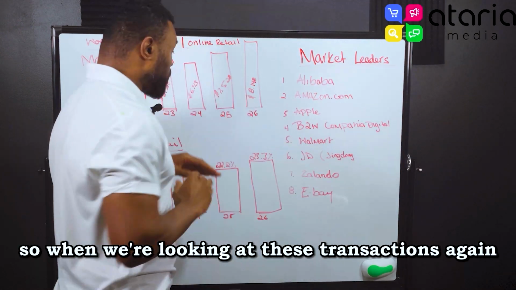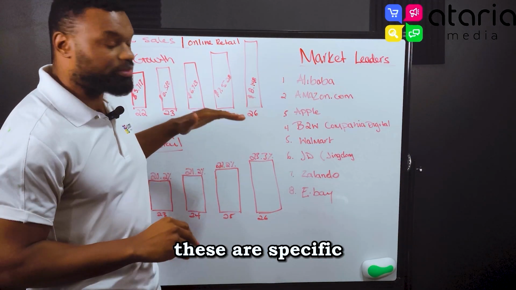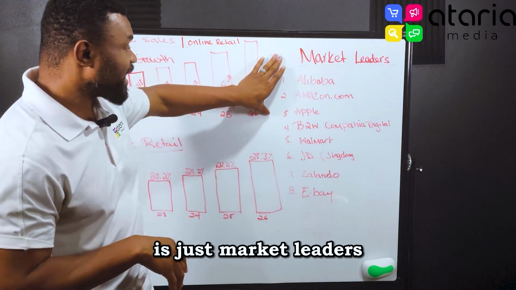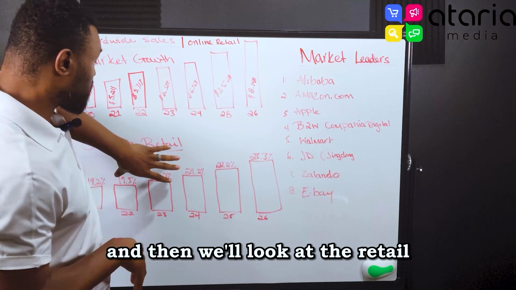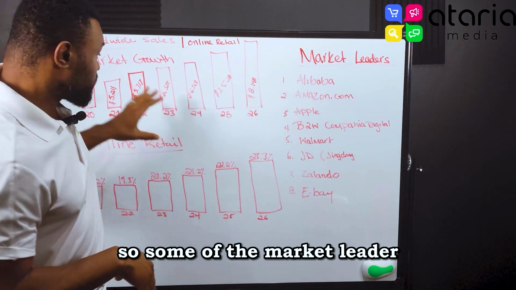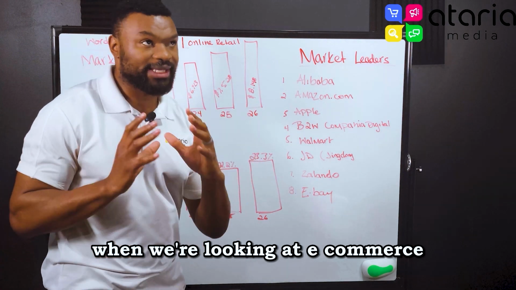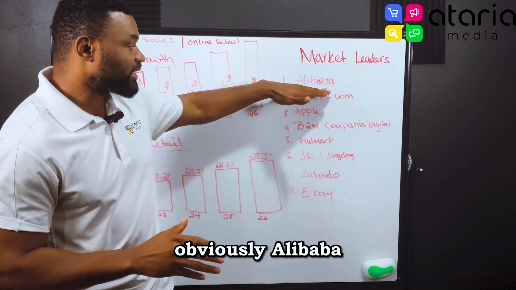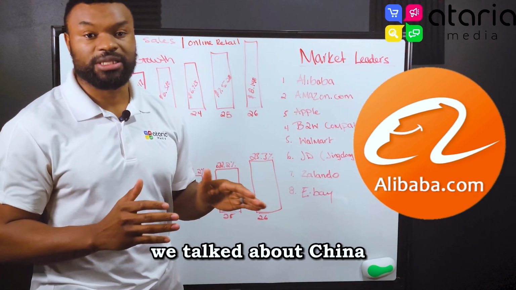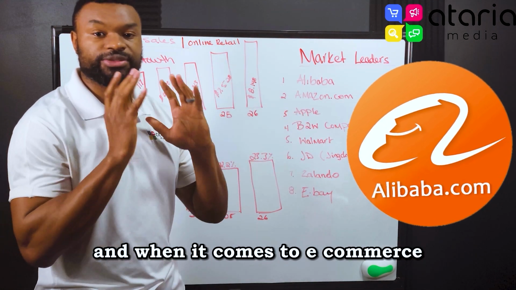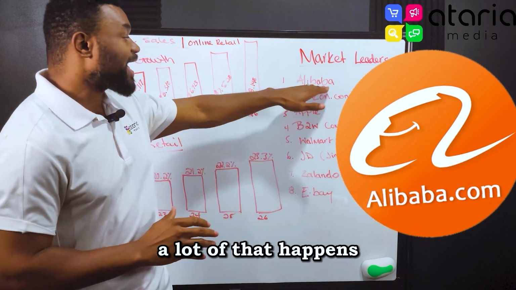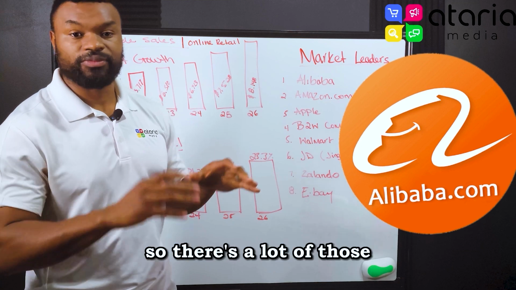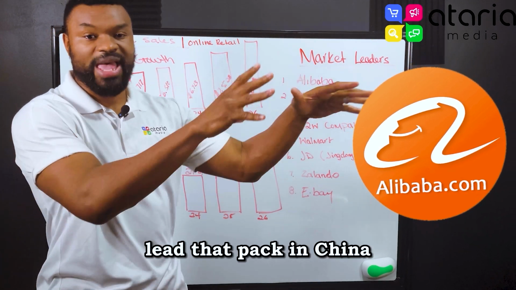And with that said, when we're looking at these transactions, these are overall e-commerce transactions. Now what we're going to take a look at is just market leaders, and then we'll look at the growth of retail. So some of the market leaders, when we're looking at e-commerce, specifically on the retail side, are obviously Alibaba, right? Again, we talk about China being the leader. When it comes to e-commerce transactions, a lot of that happens through websites like Alibaba and JD, right? So there are a lot of those leading the pack in China.